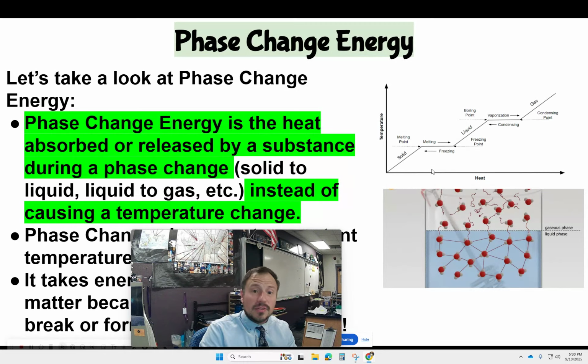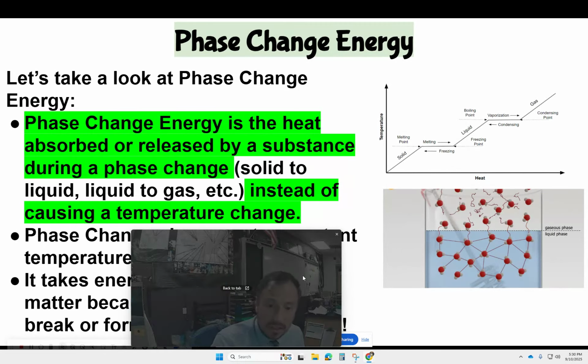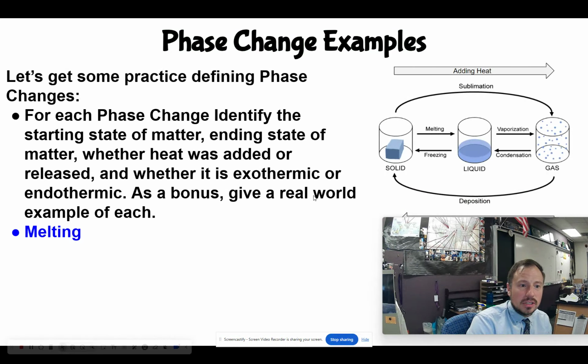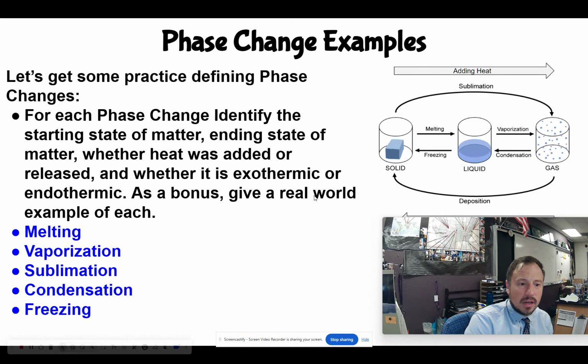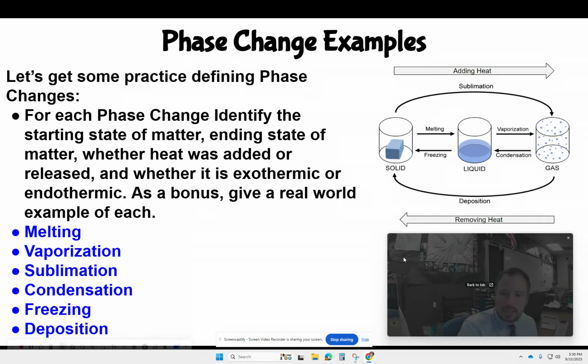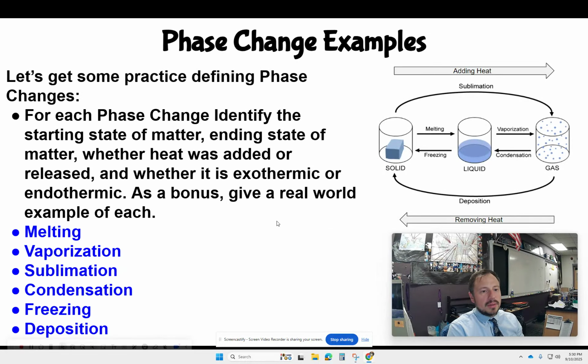So that phase changes happen at the same temperature. So let's just get some practice here, right? Let's take a look at these common six phase changes: melting, vaporization, sublimation, condensation, freezing, deposition. For all of these, I'm going to help you out.